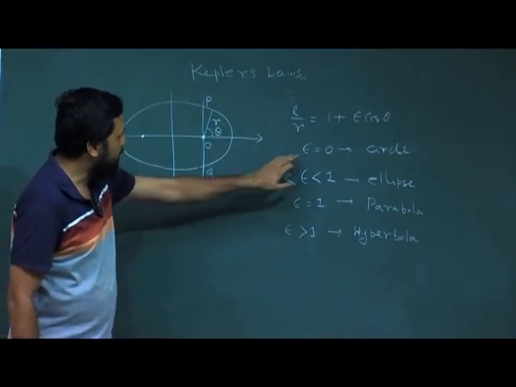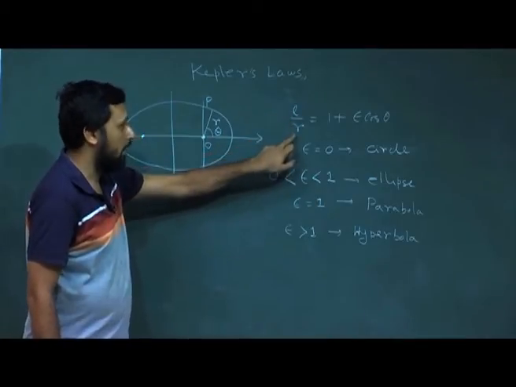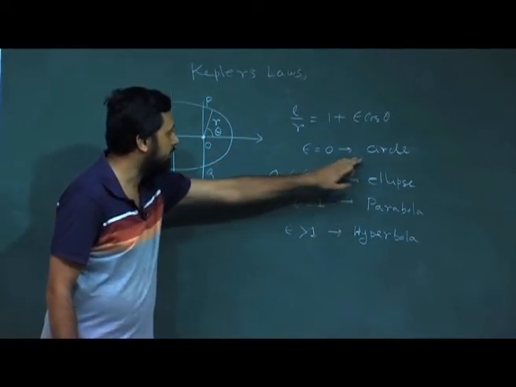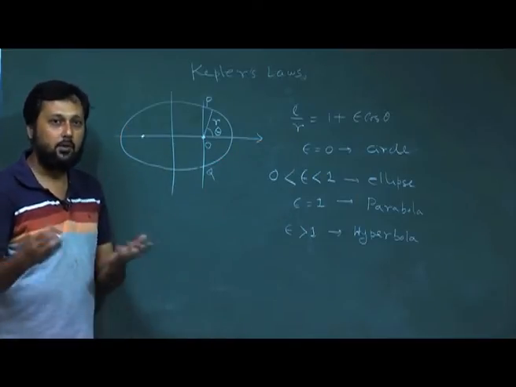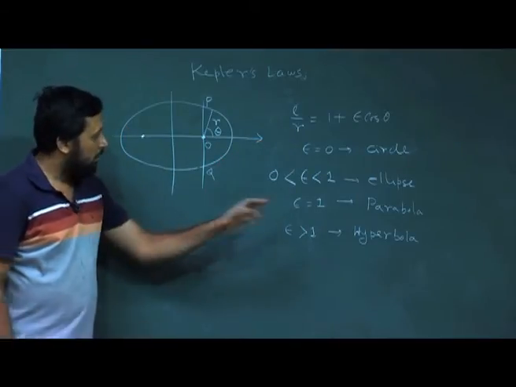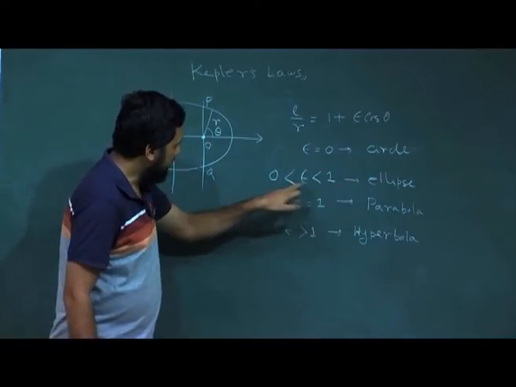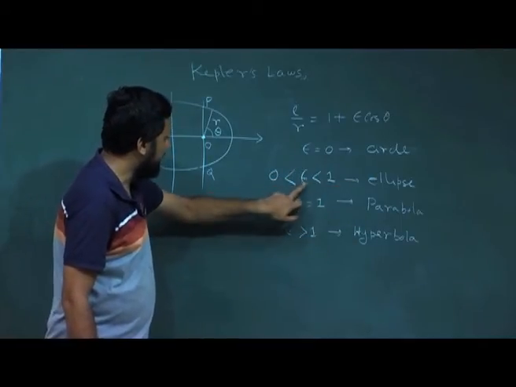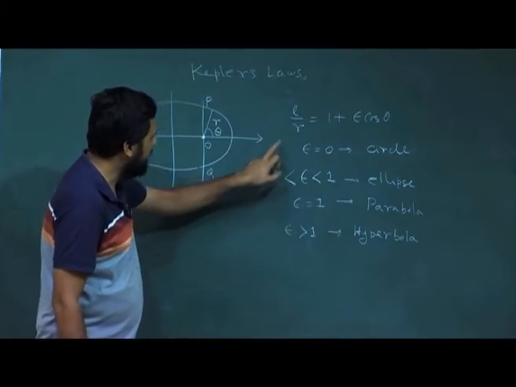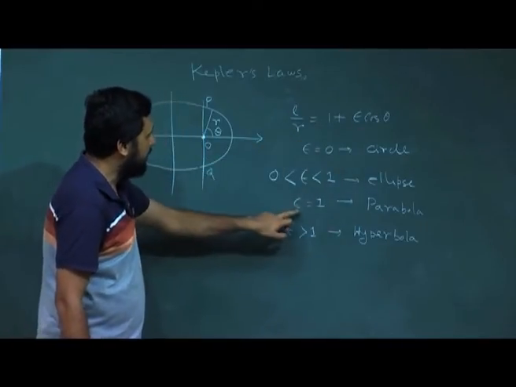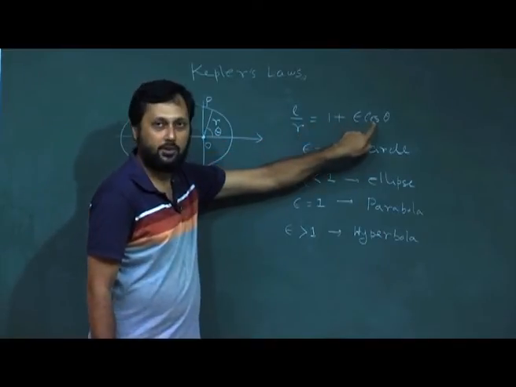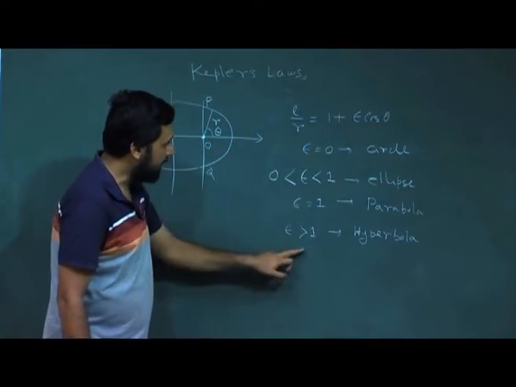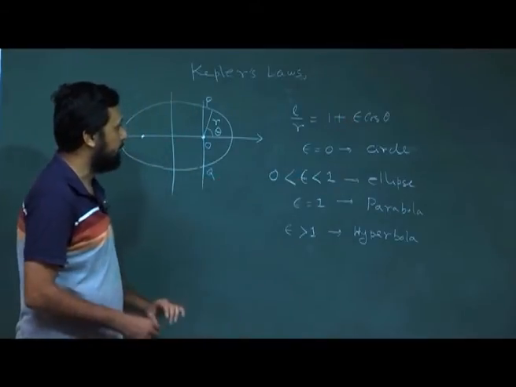So for a circle, the equation is L equal to r, and this is the familiar equation of r equal to constant for a circle. For an ellipse, epsilon should be some number between 0 and 1 with this general form. For a parabola, epsilon equal to 1, so the equation is L by r equal to 1 plus cos theta. Similarly, for epsilon greater than 1, this equation gives a hyperbola.